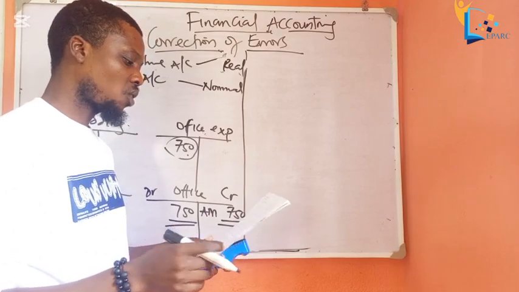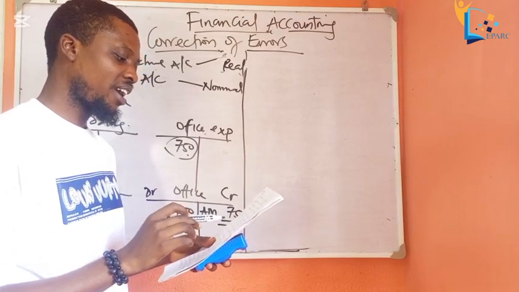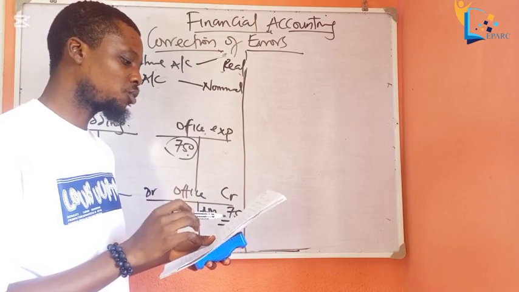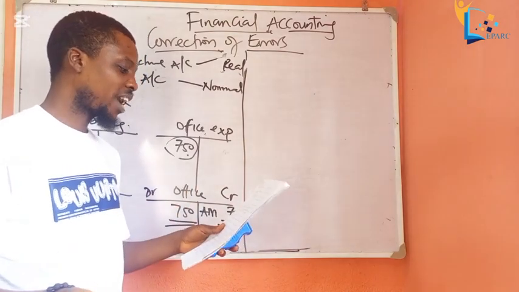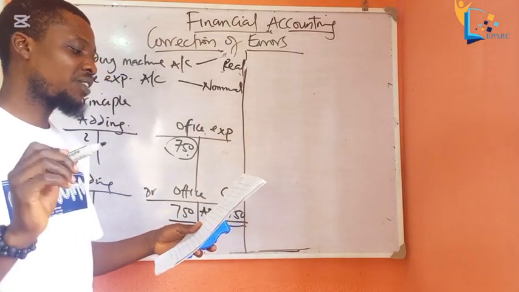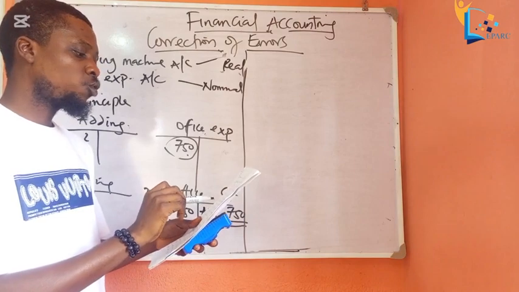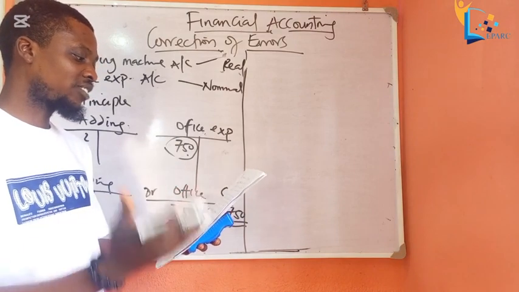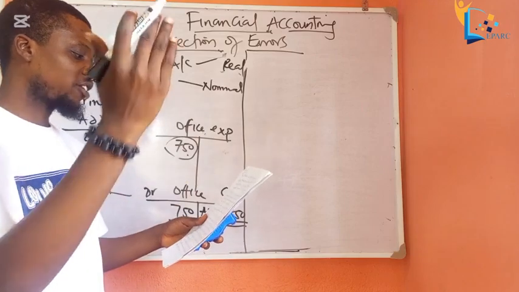Discounts allowed of 784 naira have not been posted from cash book to ledger. Now, what kind of error is this? First of all, this error will affect the trial balance because you only posted in the cash book. You didn't take it to their respective ledger.